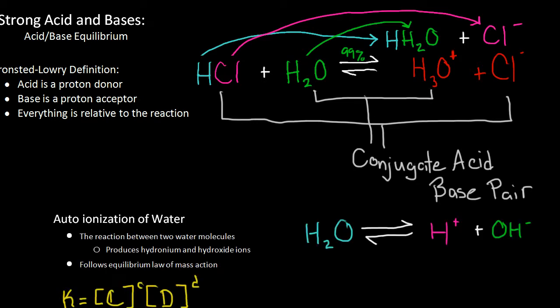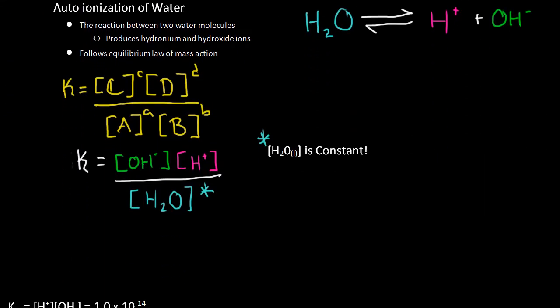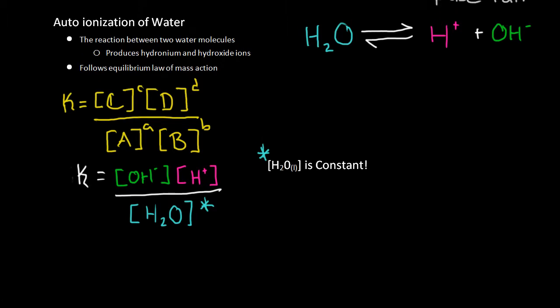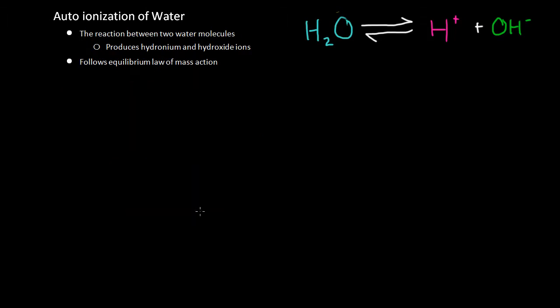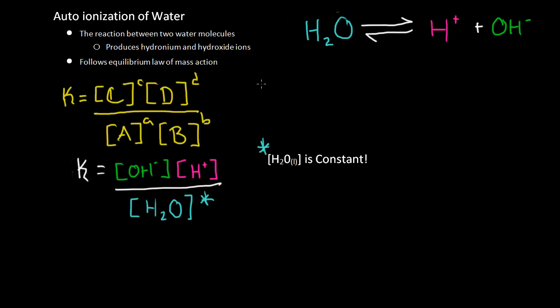Now that brings us along nicely to the next point, and that's something called the autoionization of water. Basically, this is a reaction that occurs between liquid water molecules, and all that happens is water in a very low percentage will become H+ and OH- ions, and this happens automatically in every sample of water. Again, it produces H+ and OH-, and this follows the equilibrium law of mass action. What that means is that we can write an equilibrium constant for it, as I showed here.